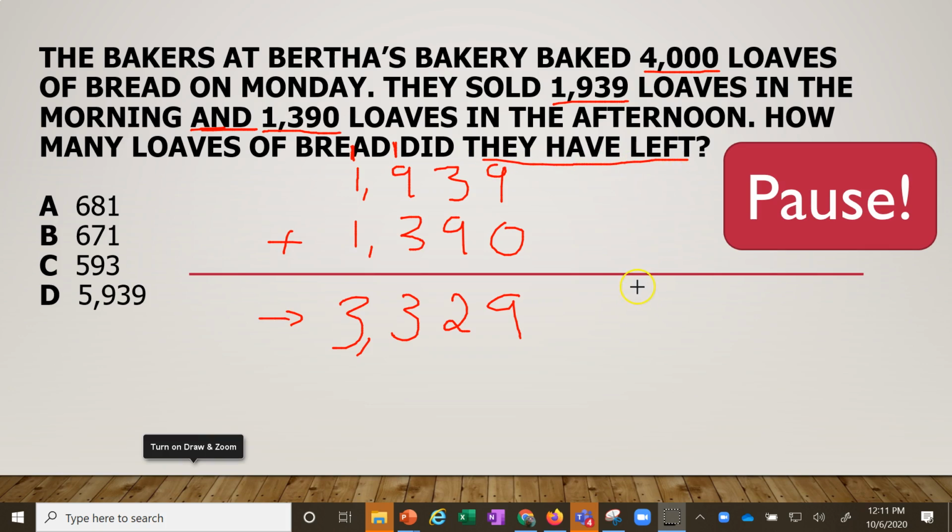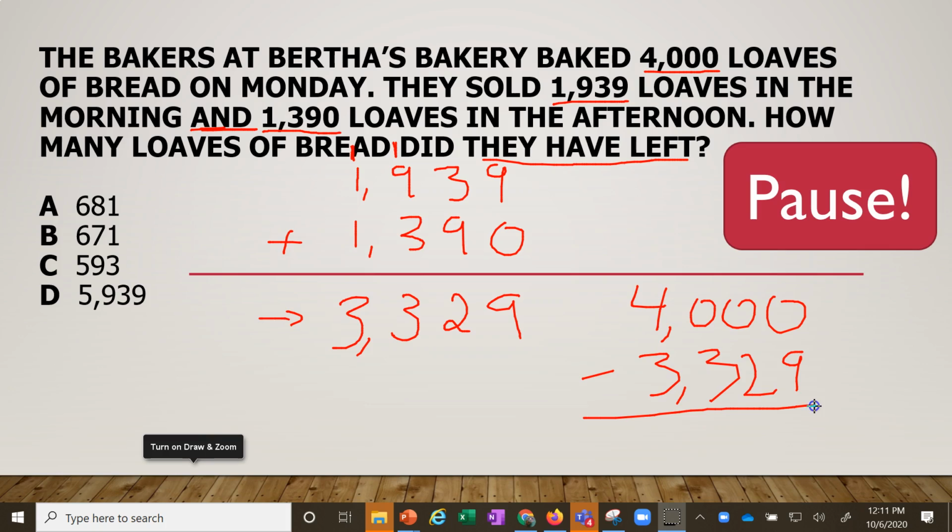Well, if they start with 4,000, and they got rid of 3,329, well, now we need to figure out how many they have left. All right, 4 digits, 4 digits. We're going to have to do some borrowing here. Love it.